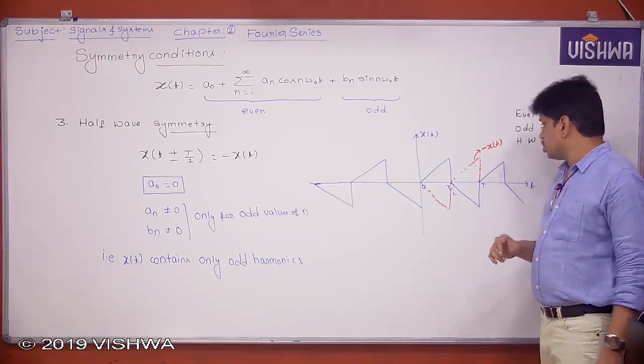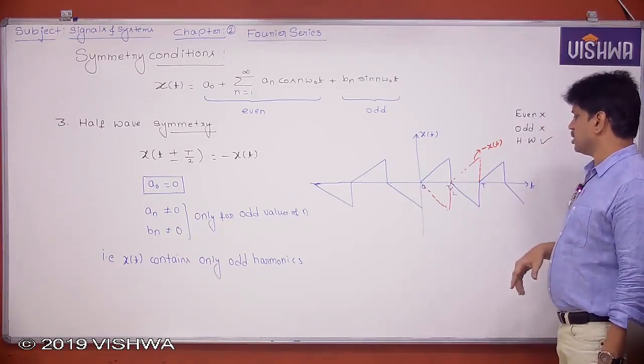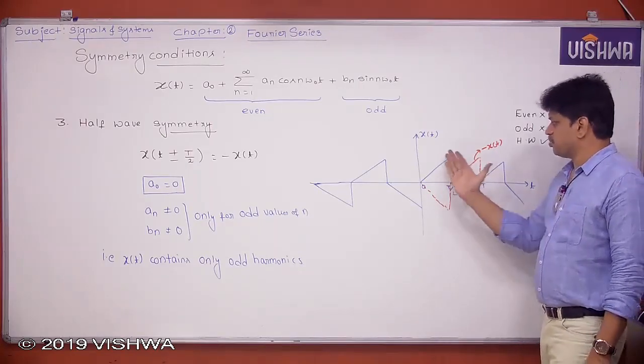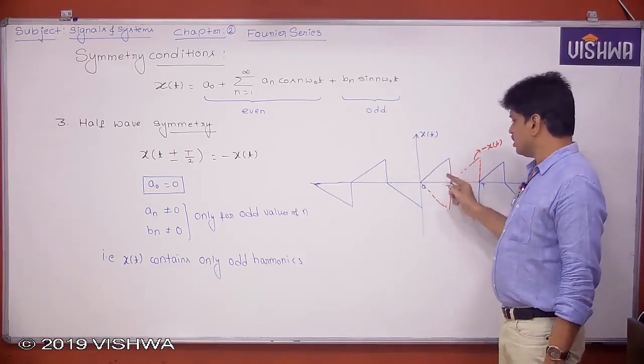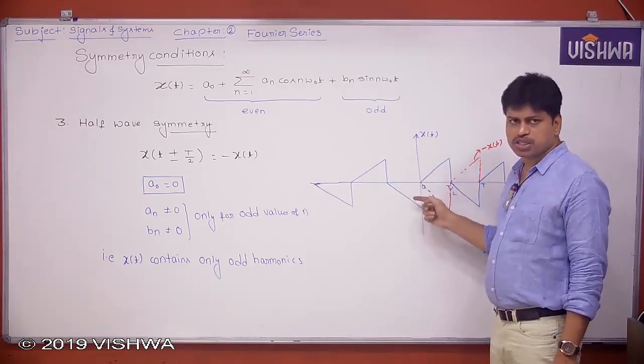I hope you understood. So it does not have even symmetry, it does not have odd symmetry, it has only half wave symmetry. Some people may doubt, sir, why can't it be odd symmetry? So let's see. If I fold it, this part comes like this. Is it opposite to this one? No.